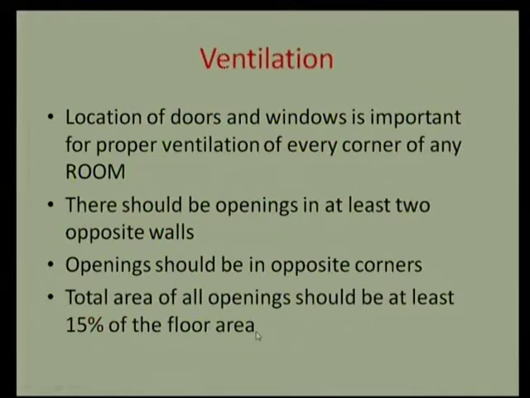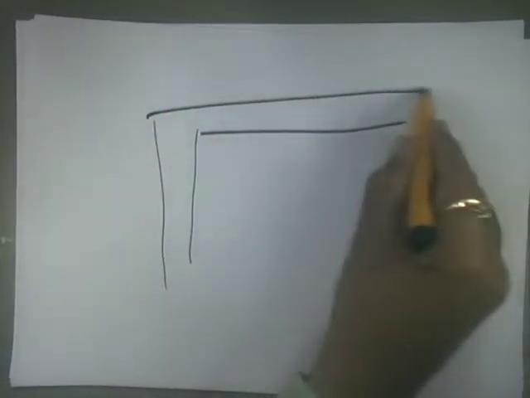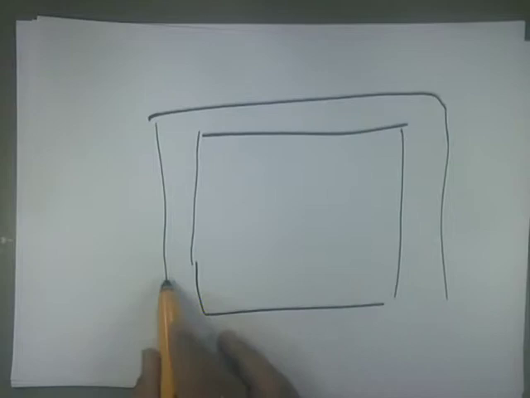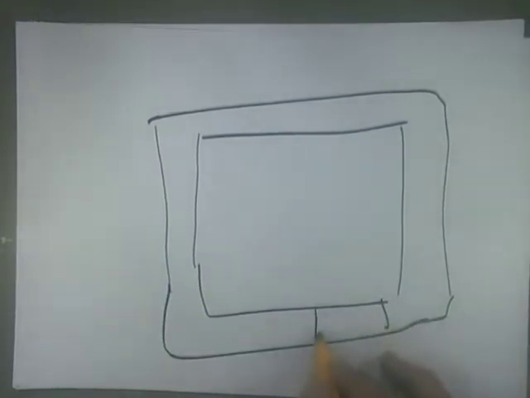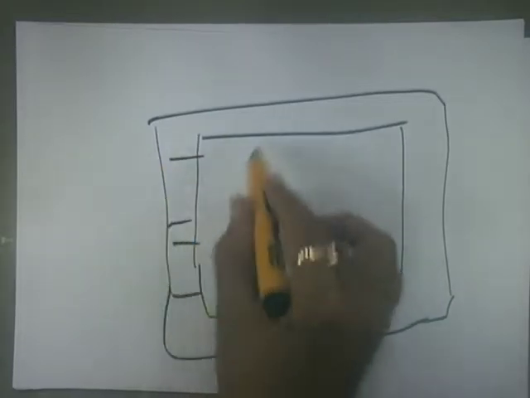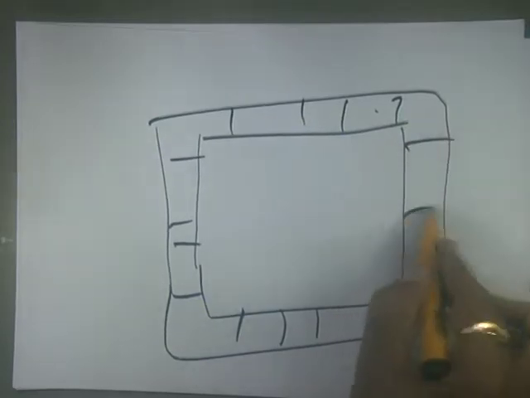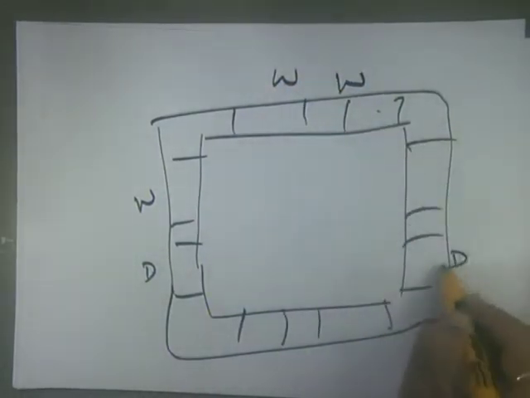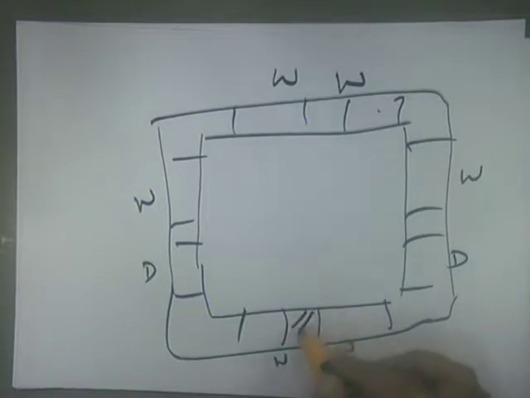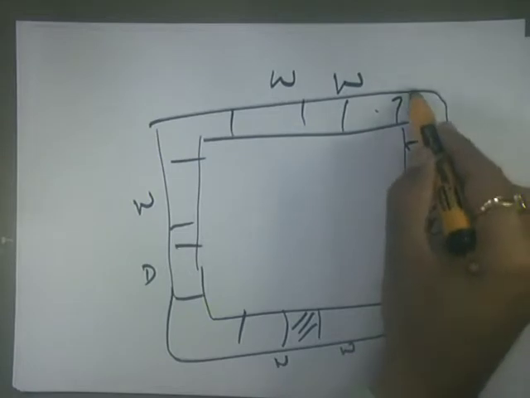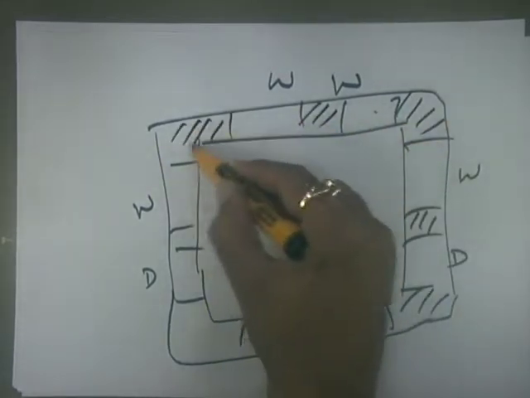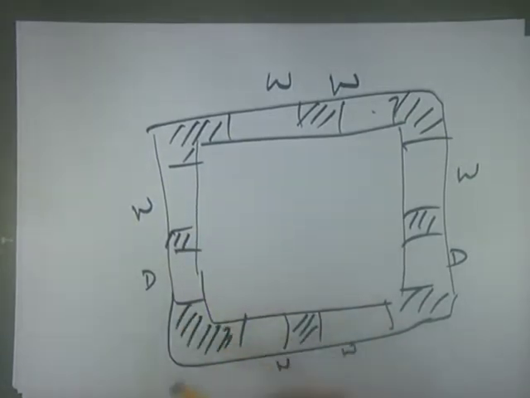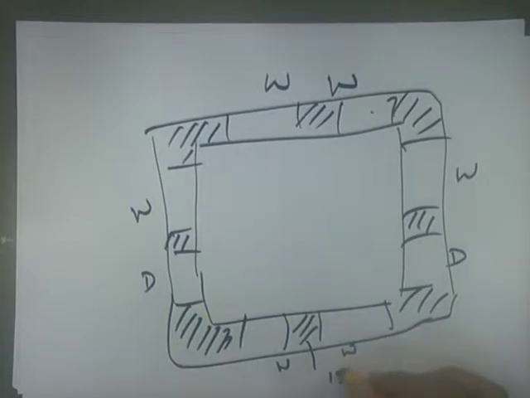In case of a load bearing structure, you cannot provide doors and windows on all the walls. If I provide a window here, a door here, a window here, a door here, then how will the load be carried, by only this small area of the wall? That is also not desirable. In case of a load bearing structure, we have a restriction on the number of windows, but the opening area should be a minimum of 15% of the floor area.